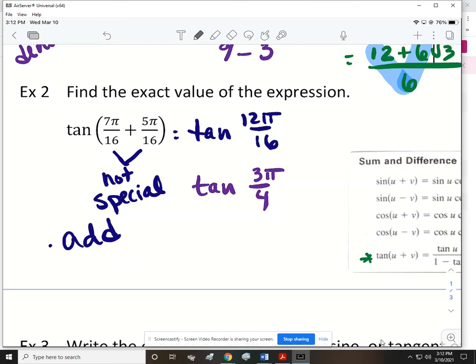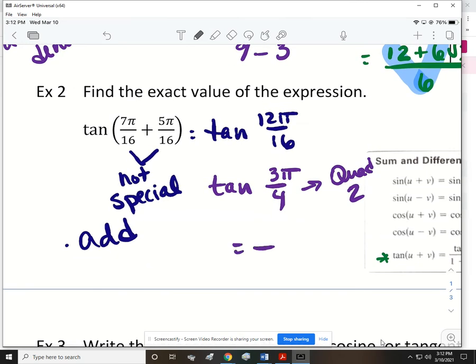All right. And it's special because the denominator is 4. Oops, sorry. So we're going to hopefully know that that is in quadrant 2. And tangent is negative in quadrant 2. And then we'll use our pi over 4 finger. It's the square root of the bottom fingers over the square root of the top. And that's going to be square root of 2 over square root of 2, or just negative 1.